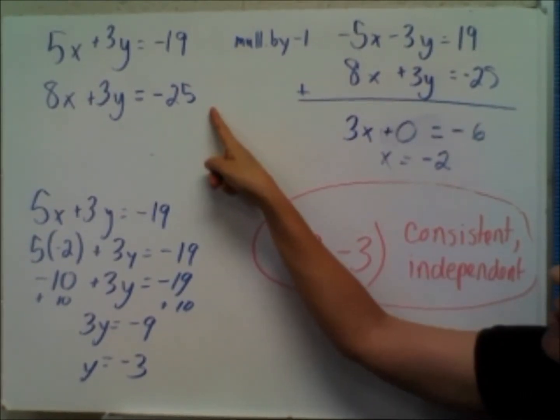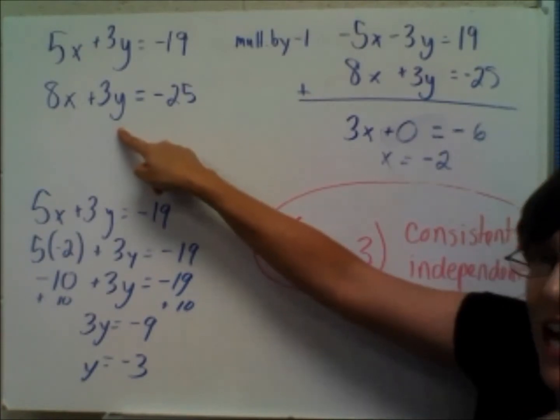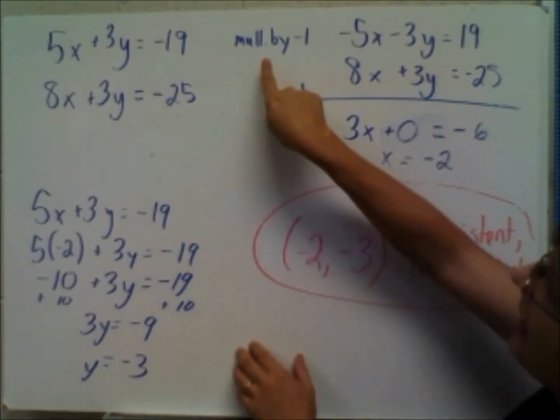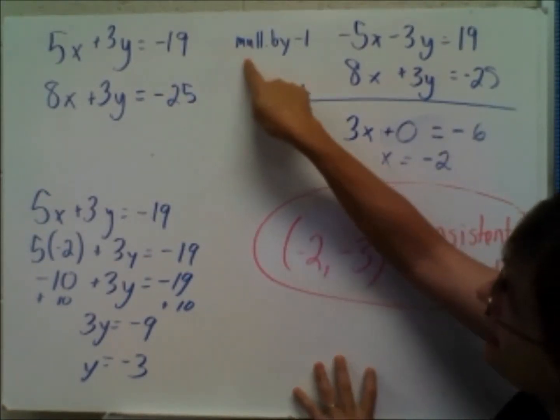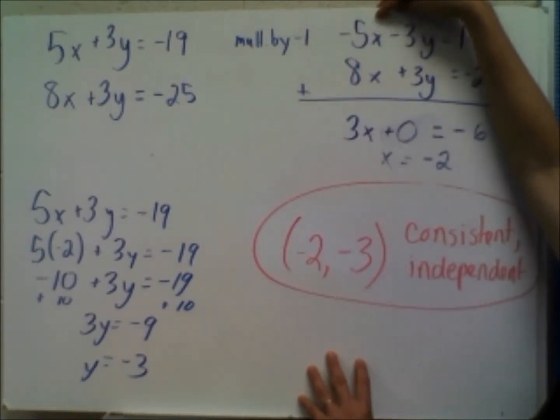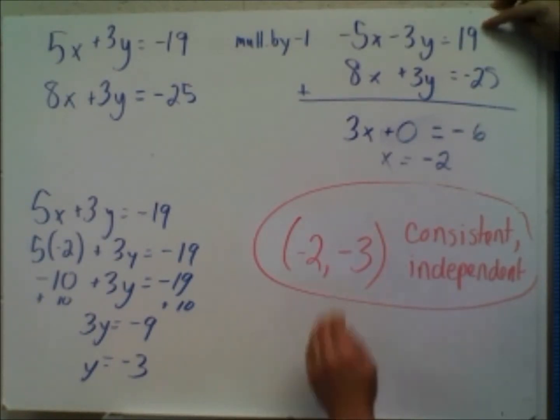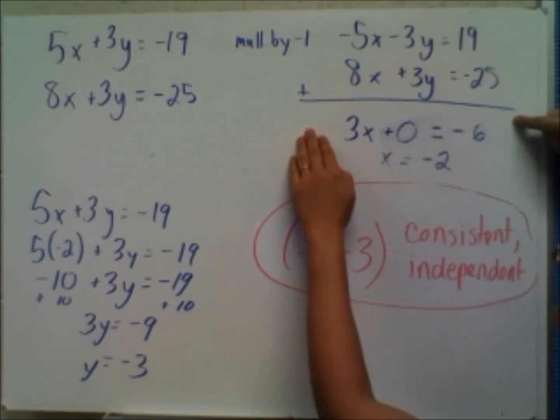Here's my original. I have a +3y and a +3y. That's not opposite. I need one of those to be a negative. So I'm going to multiply this top equation by -1, which changes every sign. I get -5x minus 3y equals +19. I add these together.